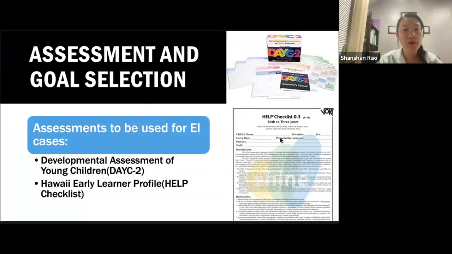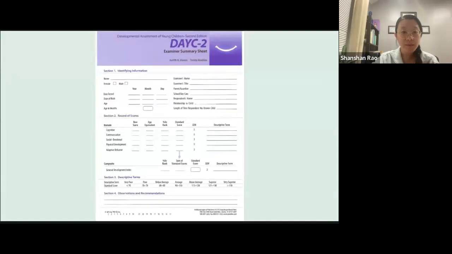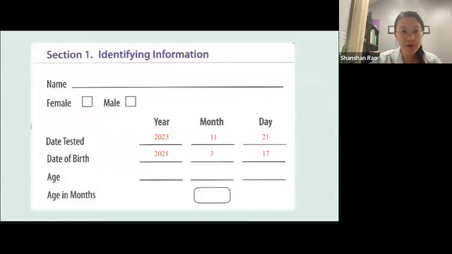All right, so there are some assessments and tools that we can use for goal selection. For your EI cases, I would recommend using the DAISY2 and the health checklist. They are developmental assessment tools. They are criterion assessment tools. So this is an example of a DAISY2 scoring sheet. There are some key components I want you to know about.